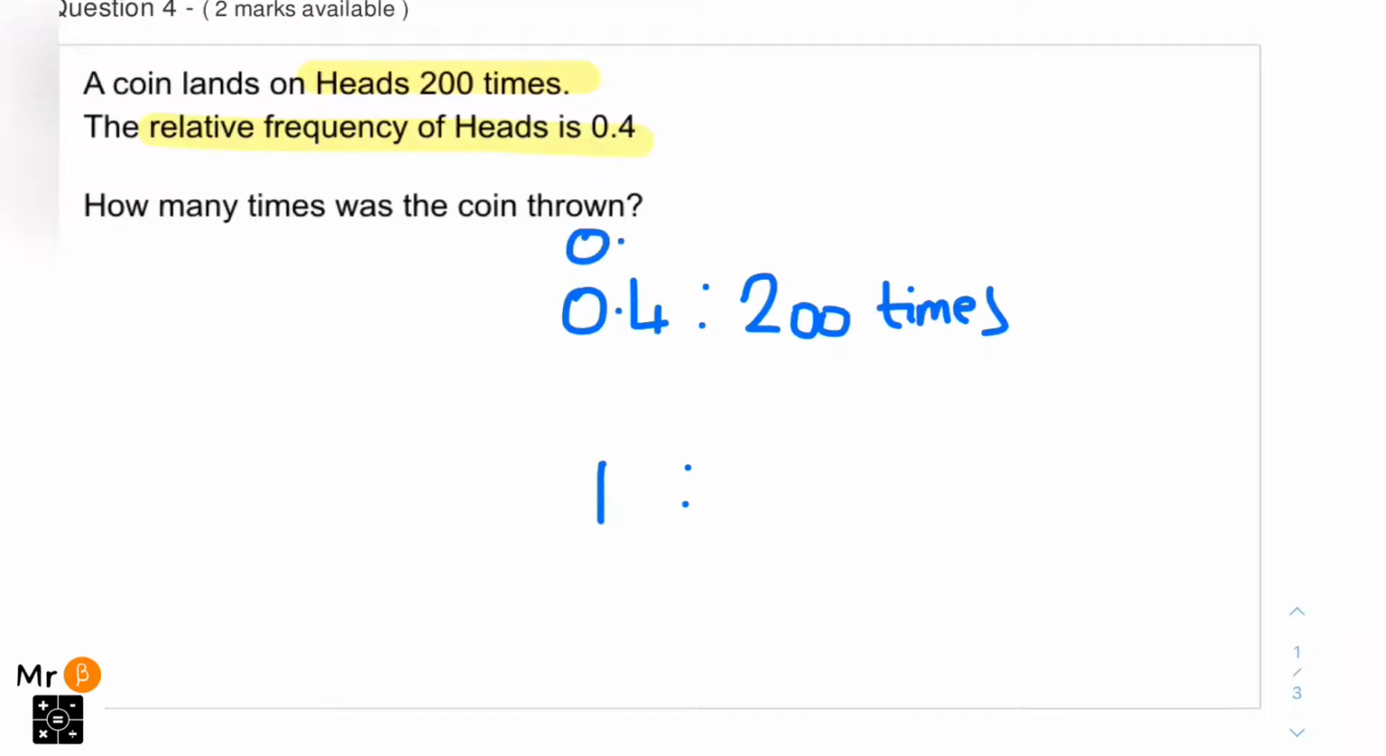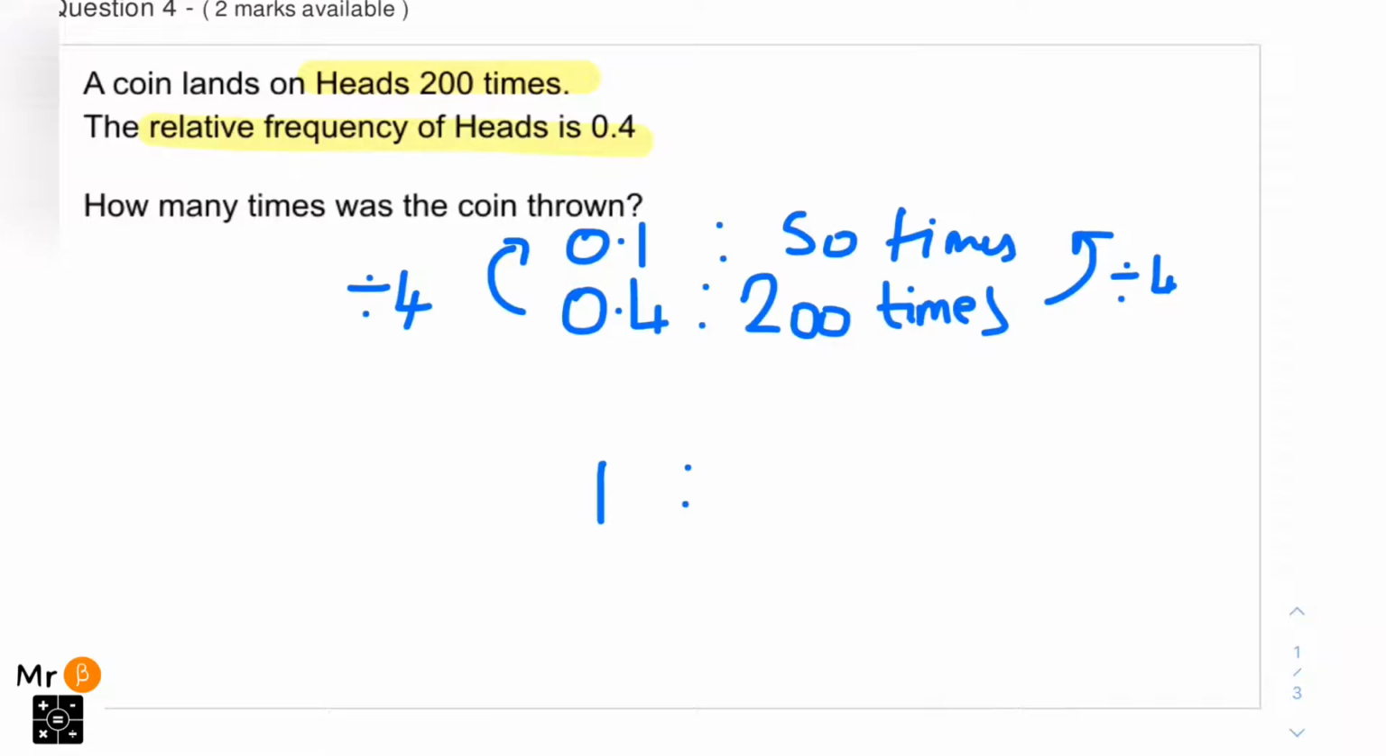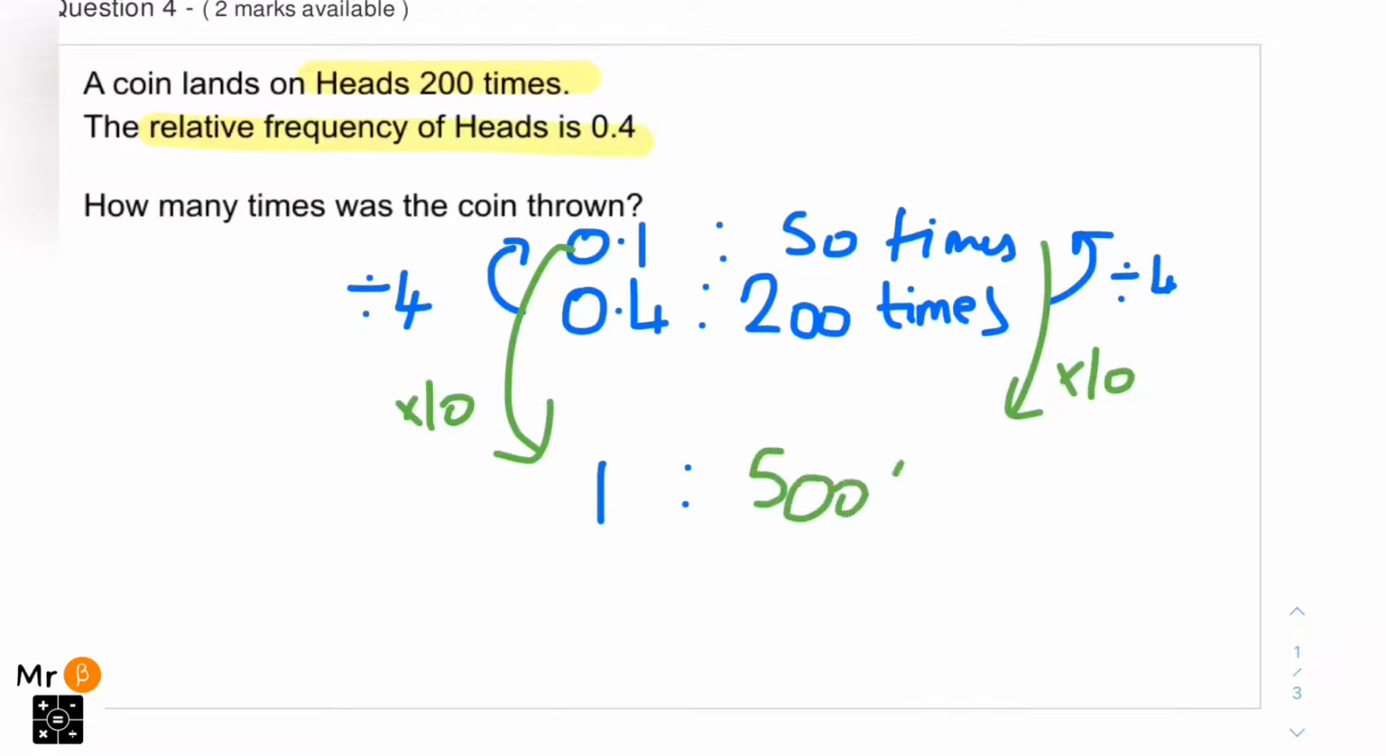What I'm going to do is go down to 0.1. So we know that it's 4 times smaller. So if we divide our left hand side by 4, we also divide by our 4 on our right hand side. So that tells me 0.1 chance would be 50 times. Now I can multiply that up by 10 to get our probability of 1. That tells me that it must have been flipped 500 times in total.